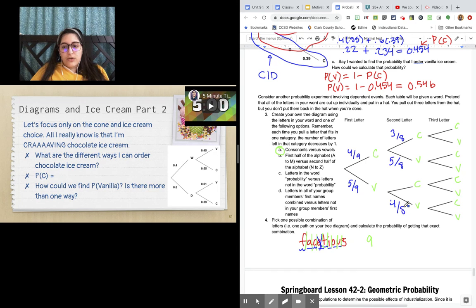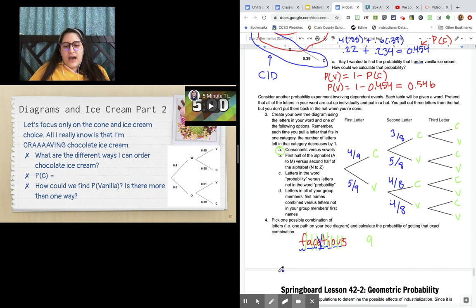And there's 8 letters, right? Because I took the E and I removed it from the hat. And I didn't draw a consonant, so there's still 4 consonants left. And you could keep going with those probabilities, okay? So this is another way that tree diagrams are used and how you can see how one choice affects the probability of other choices that you make.